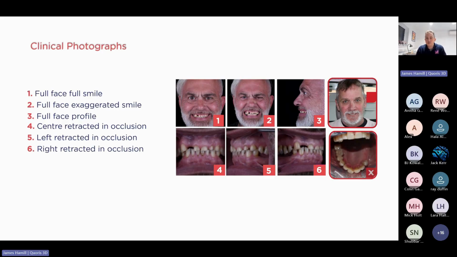We're going to ask you for a total of 12 records, 6 photographs and 6 iOS scans. Okay, so 6 and 6. 6, not 5, 6. Okay, so we're going to ask for those photographs that you can see. So a full face, full smile, an exaggerated smile, and a full face profile.